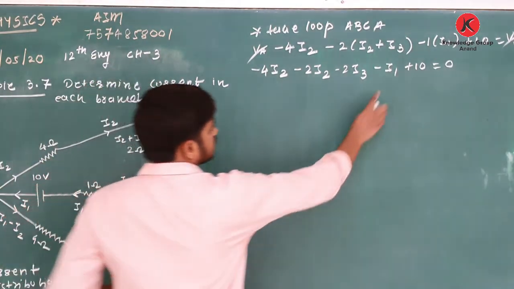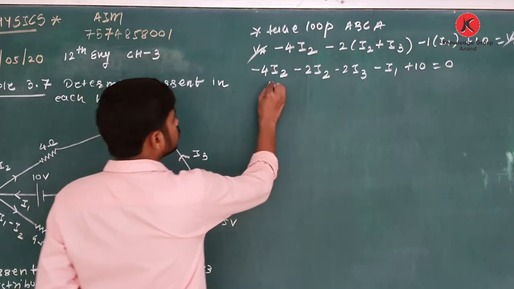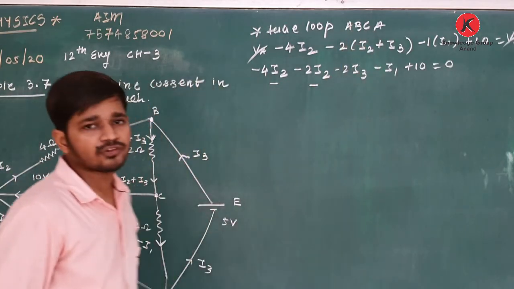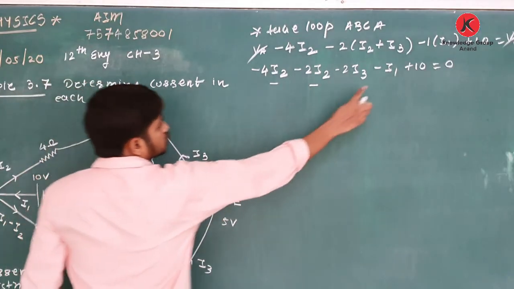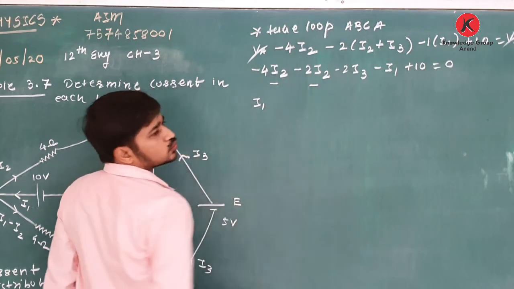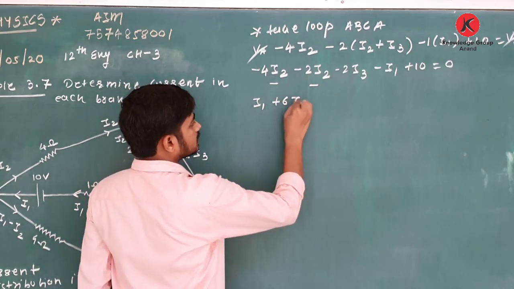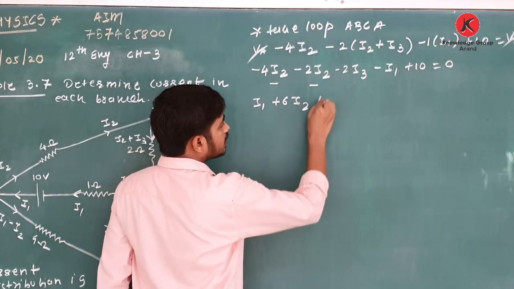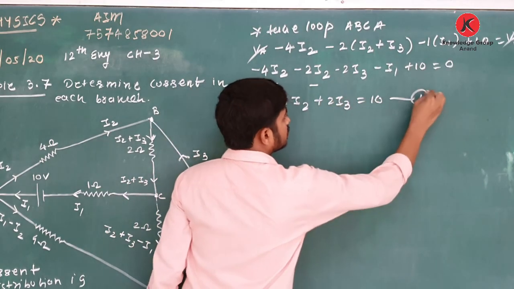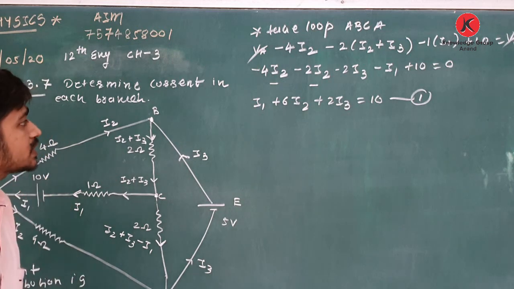Here it is minus I1. I2, two terms having I2. If I take each and every term on the opposite side, they will become positive. So first of all, I will write I1. Yes, here it is I1. 4 I2, 2 I2 means it is plus 6 I2. Then it is plus 2 I3 is equal to 10. Equation number 1. Clear about this?